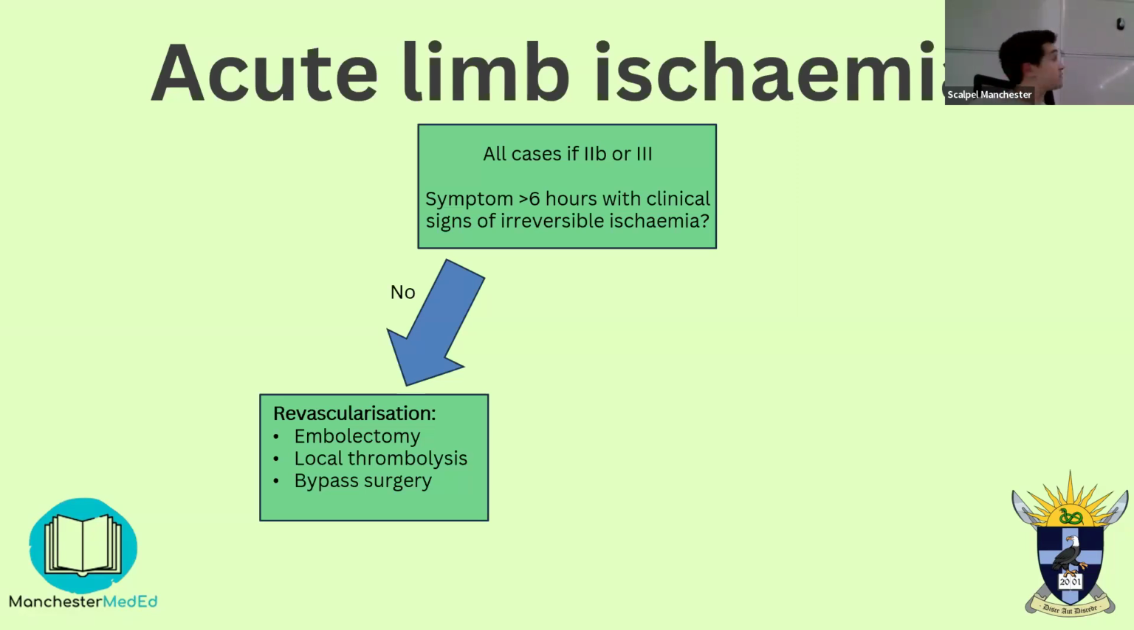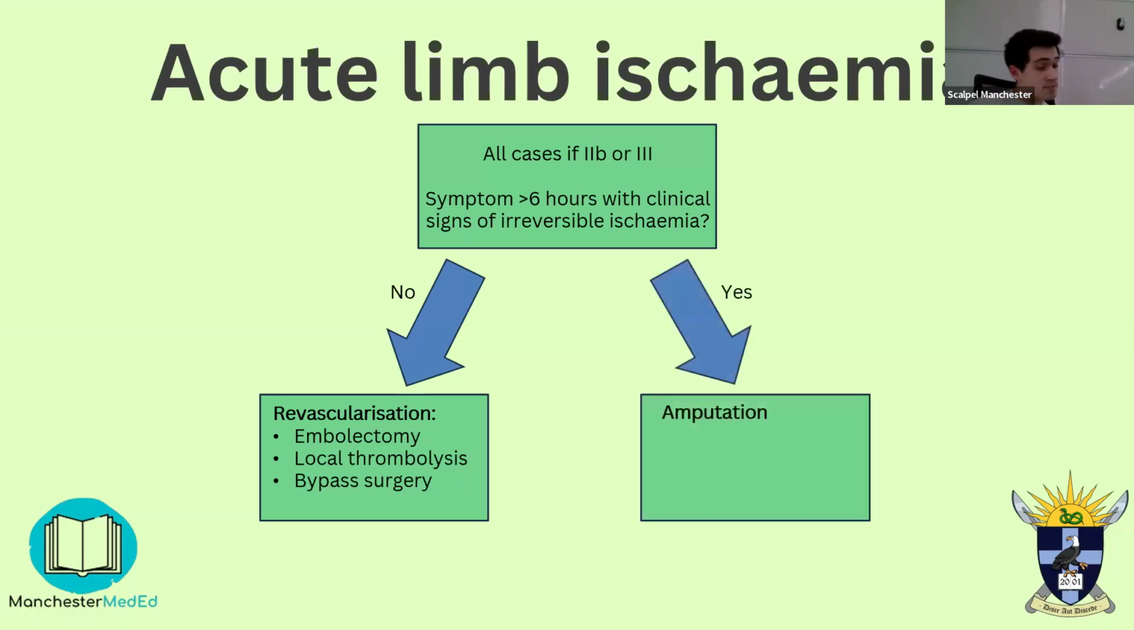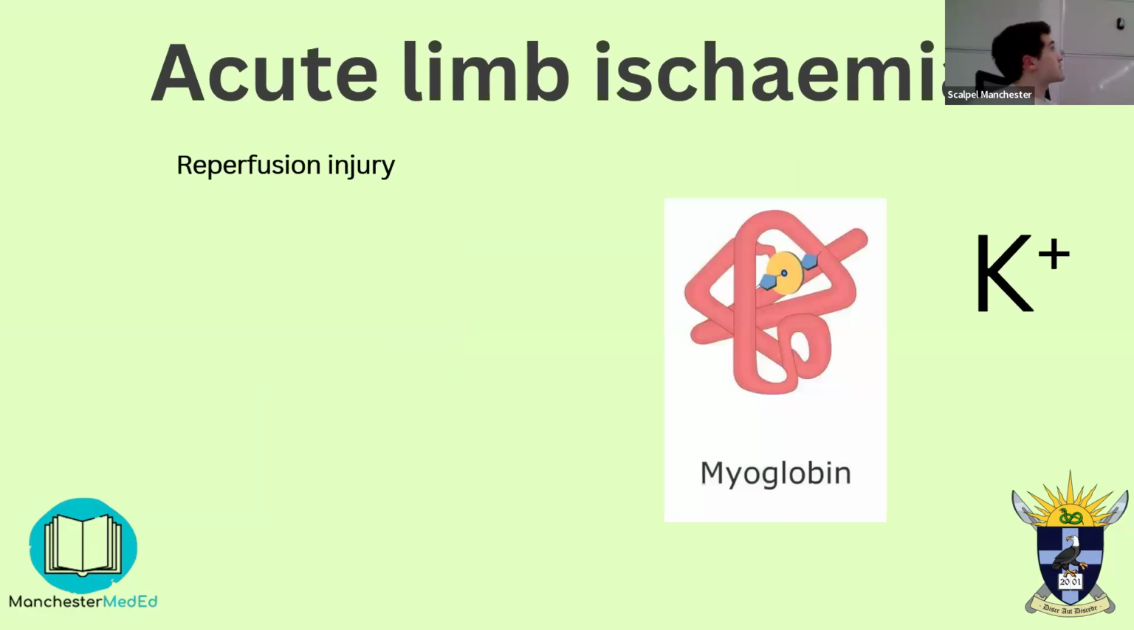If the answer to that question, however, is yes, so the symptoms have been there for more than 6 hours and there are signs of irreversible ischemia, you have to amputate. It may seem quite extreme, but there is a reason for it, and that is because of reperfusion injuries. So reperfusion injury, what's going on there? When you've got ischemia to the limb, you begin to get tissue breakdown. Skeletal muscle can usually last 6 hours without oxygen before you start to get significant tissue breakdown, which is why that window of 6 hours is so important.